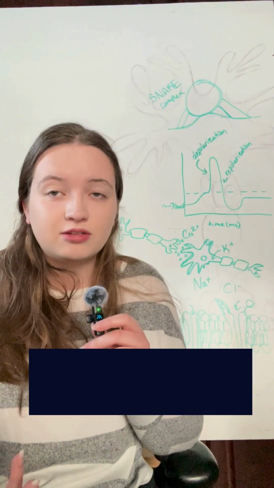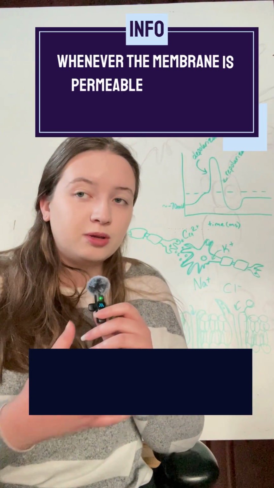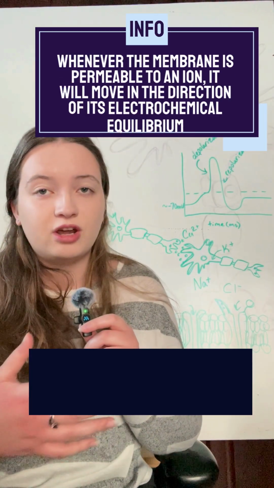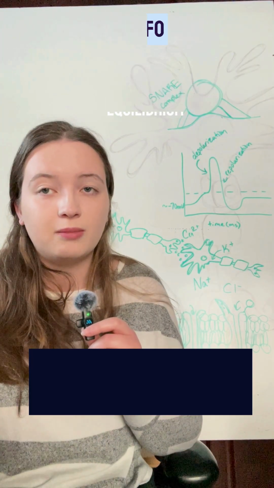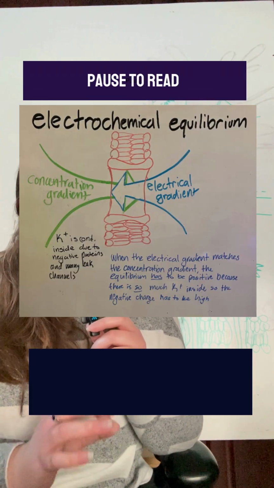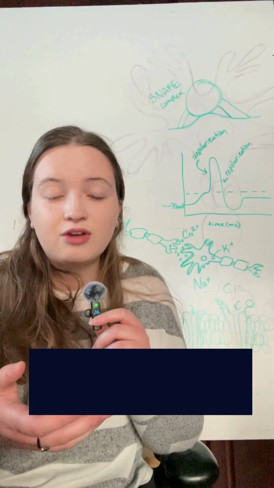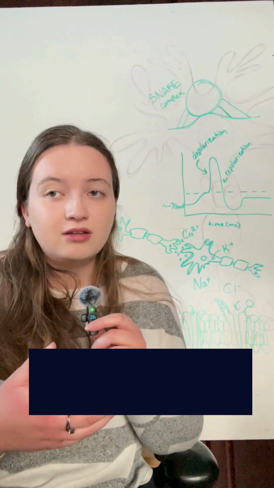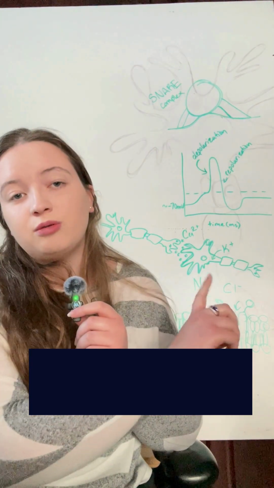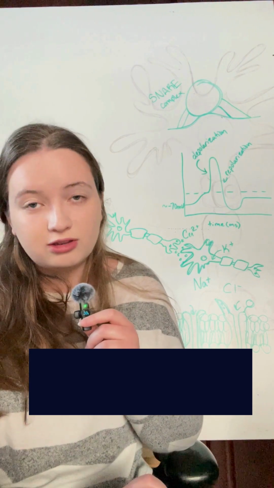Where does this leave us? Well, whenever a neuron is permeable to an ion, it will move in the direction of its electrochemical equilibrium, when the concentration gradient is equal to the electrical gradient. For potassium, this occurs around negative 80 millivolts. But then, this neuron is going to send glutamate, an excitatory neurotransmitter.